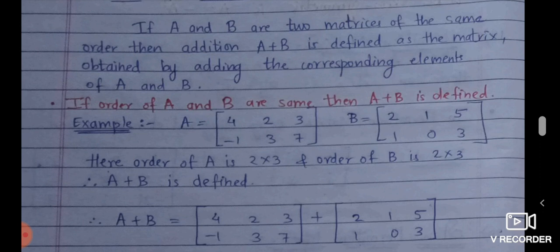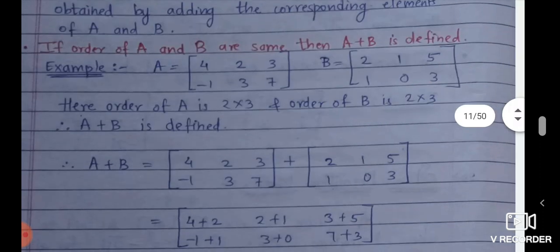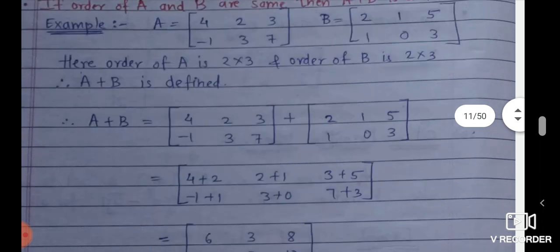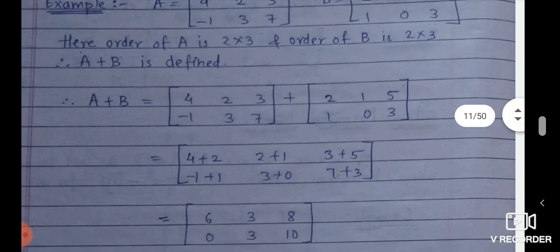What is the order of the first matrix? There are 2 rows and 3 columns, right? So its order is 2 into 3. Same thing, matrix B, its order is 2 into 3. So both have the same order, so we can add the elements. While adding, just add the elements which are at the same positions, right? Like 4 plus 2, then 2 plus 1, then 3 plus 5. Okay, in the same way.